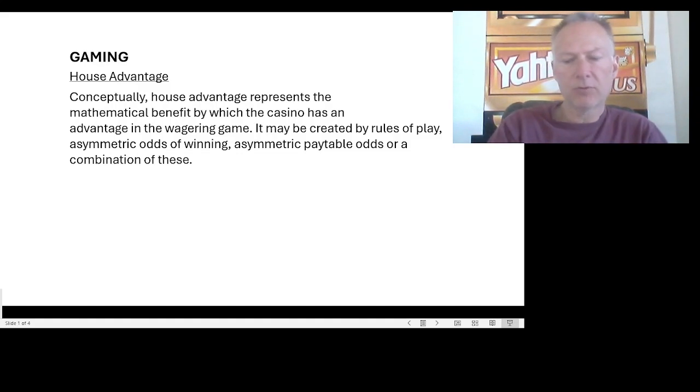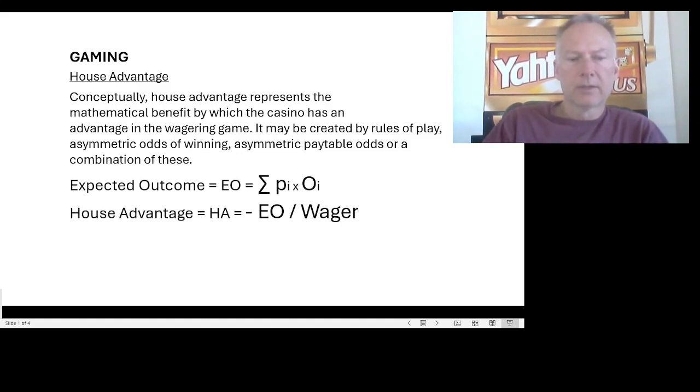But sticking with this simple game for the moment, the expected outcome for any game is simply equal to the summation of a series of each probability of a particular outcome times the outcome. So i here would be an index that goes over all the possibilities in terms of outcomes of the game. And then the house advantage is simply the negative of the expected outcome, because the expected outcome is from the player's perspective. So you take the opposite of that from the house's perspective, and you just divide by the wager. And that's how you get the house advantage.